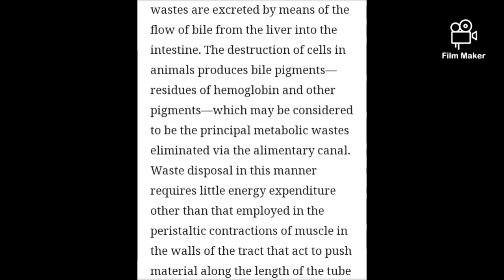Waste disposal in this manner requires little energy expenditure other than that employed in the peristaltic contractions of muscles in the walls of the tract that act to push material along the length of the tube.